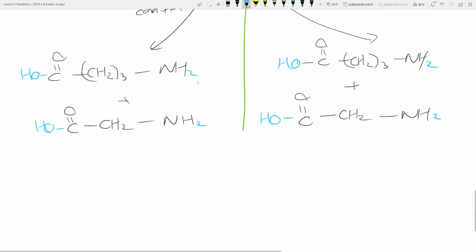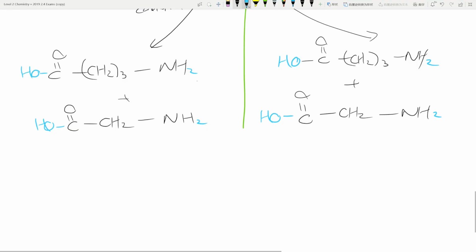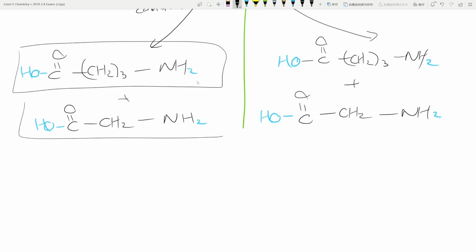Now, this is where we're going to have a look at this condition. So this section is acidic. So these are not my final answers, because what's going to happen here is that they will be further neutralized, because you need to look at the ends.